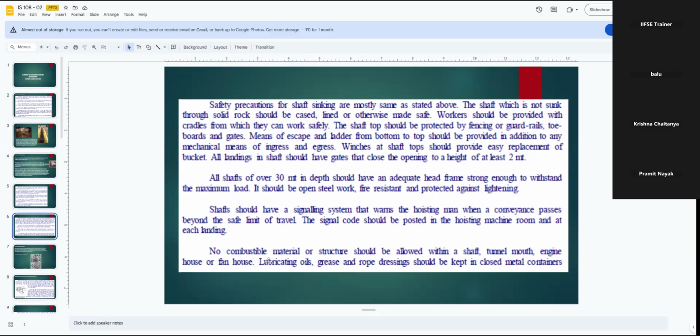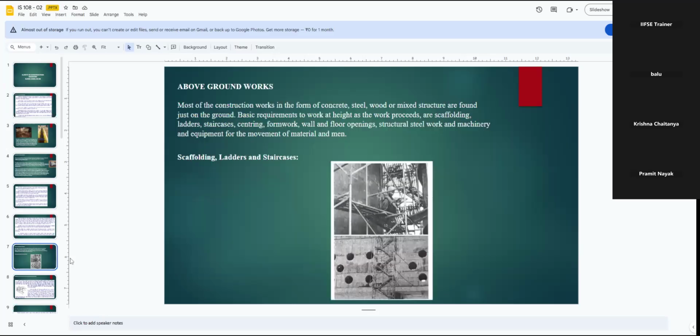No combustible material or structure should be allowed within a shaft, tunnel mouth, engine house, or fan house. The lubricating oil, grease, and rope dressings should be kept in closed metal containers. Okay, these are the precautions we can consider in the shaft and tunnel.